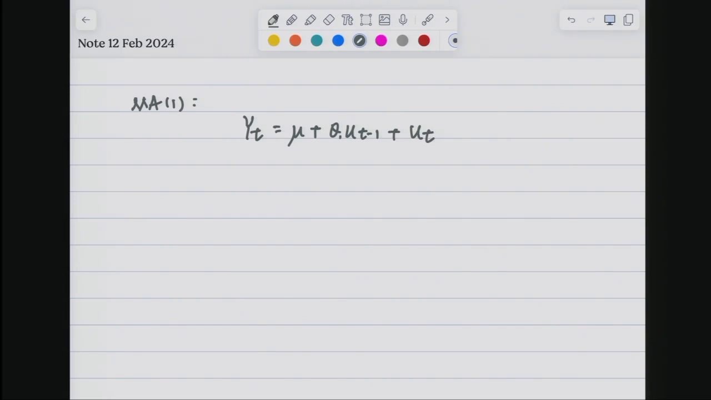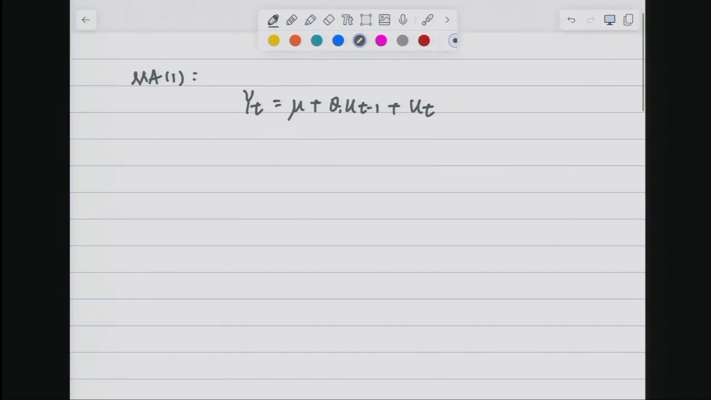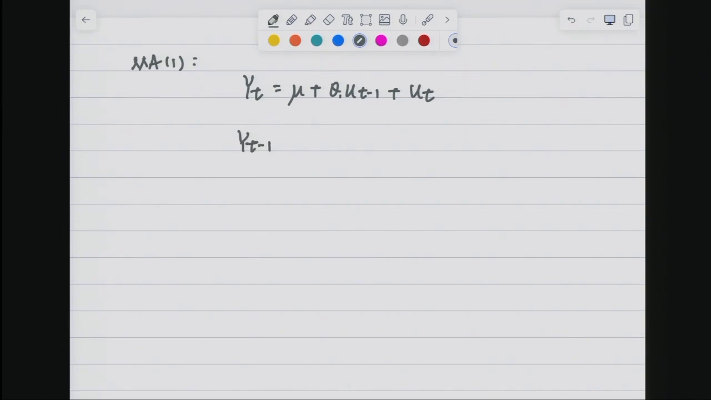MA1 is different from an AR1. The most immediate difference is that for an MA model of order Q, there is no autocorrelation beyond Q lags, whereas for an AR model of order P, there can be autocorrelation beyond P lags. If we look at this model, we can write out the model equation for t minus 1. Y_t depends on the shocks at time t minus 1 and at time t. So Y_{t-1} would depend on the past shock relative to t minus 1, which is u_{t-2}, and also the current shock that corresponds to the period t minus 1.